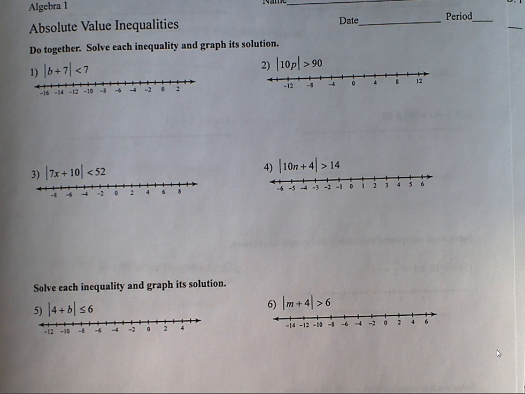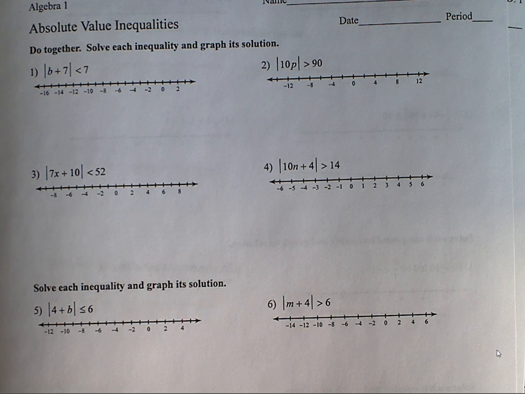Let's take a look at question number 1. First thing we're going to do is split it into two different inequalities. The first inequality is the absolute value of b plus 7 is less than 7. Or sorry, not absolute value anymore. And then the other one is going to be b plus 7.